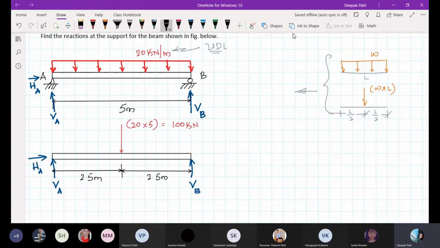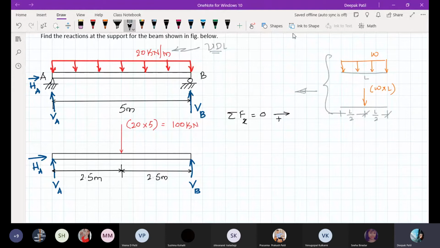Now I will proceed with the equilibrium equations to find out the values of HA, VA and VB. So let us do that. First let me apply the equilibrium equation, summation of Fx equal to 0, and the sign convention is all the forces in this direction as positive. So let us proceed and check.